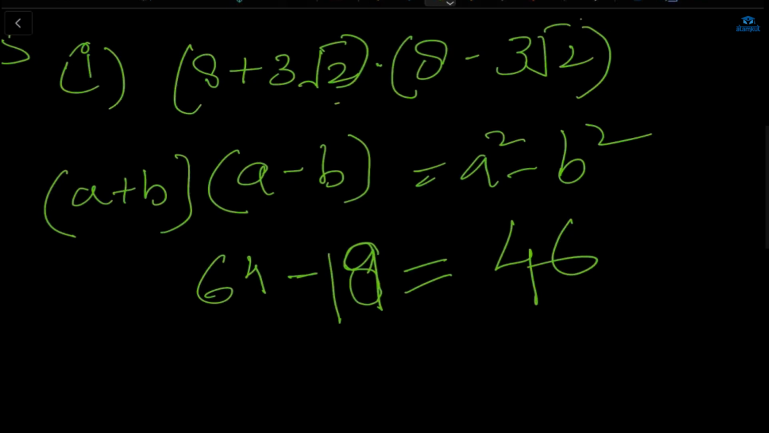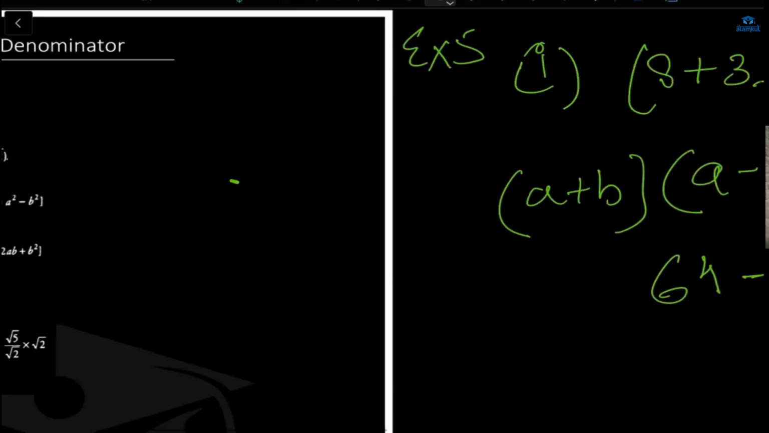We have used the formula of a plus b, a minus b, because it was in that form. We already know that a plus b, a minus b is equal to a square minus b square. So we need not do all the steps; we can directly use the formula and write our answer. Now let's see another question.